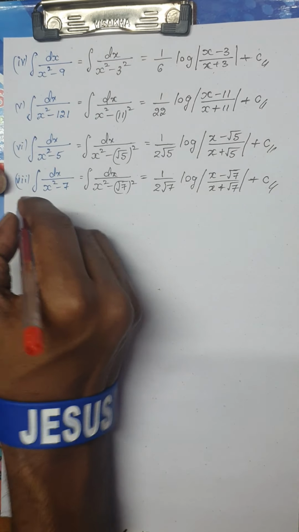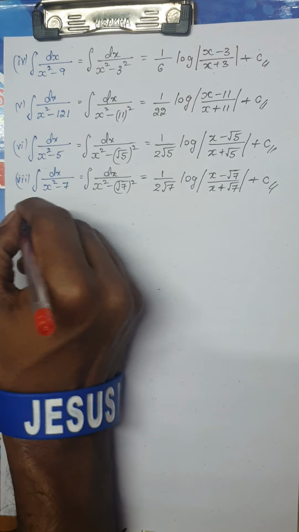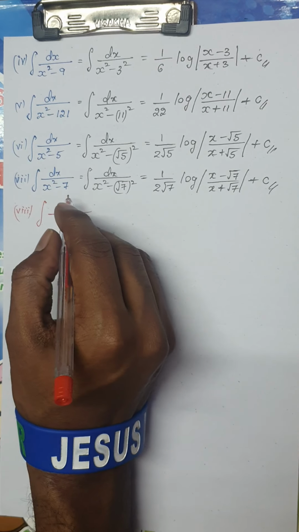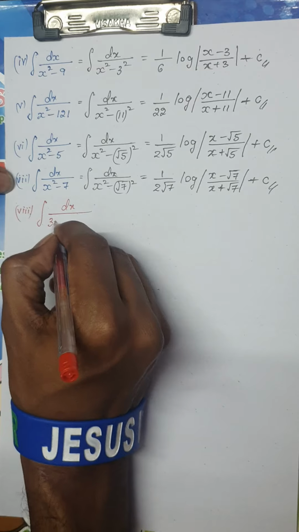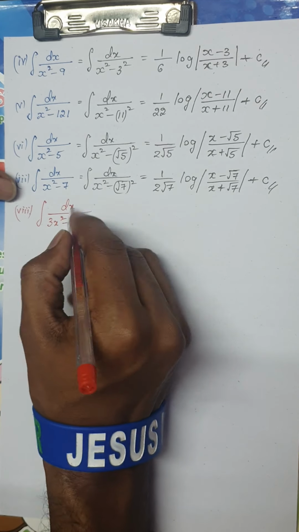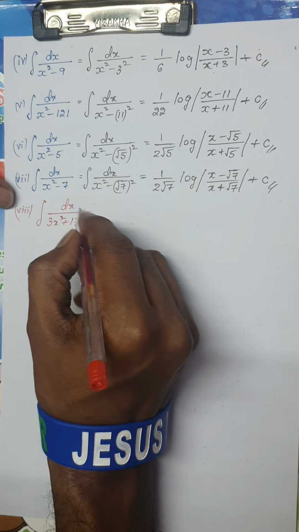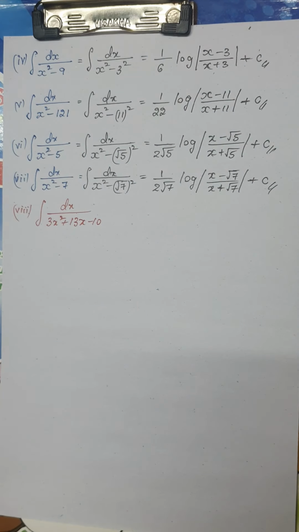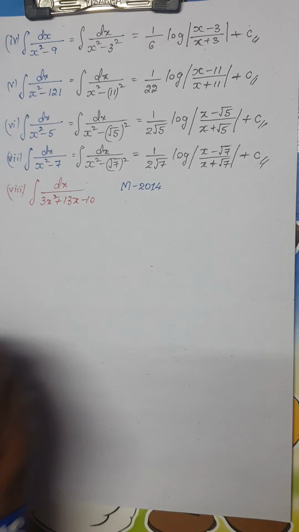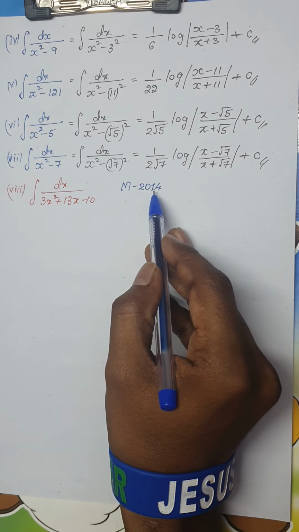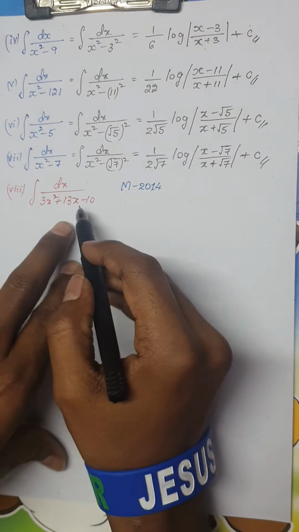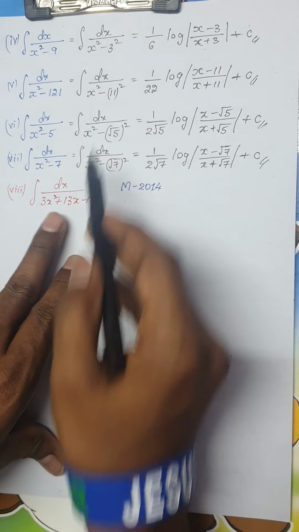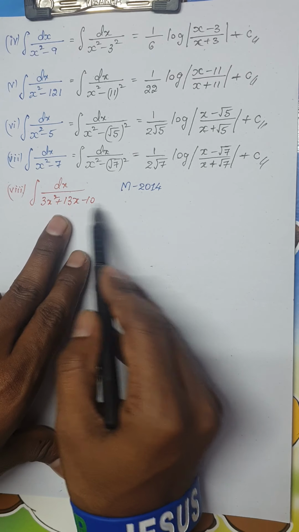And there is one more question. Let me say this is a question which has been asked in your previous examination. So let me take this: dx divided by 3x square plus 13x minus 10. Along with the proof, this question was asked in March 2014. Now we can see this question cannot be directly written in x square minus a square form, so I have to complete the square.